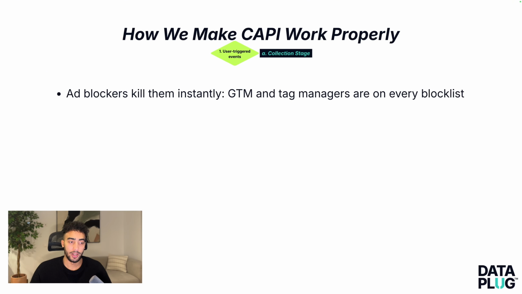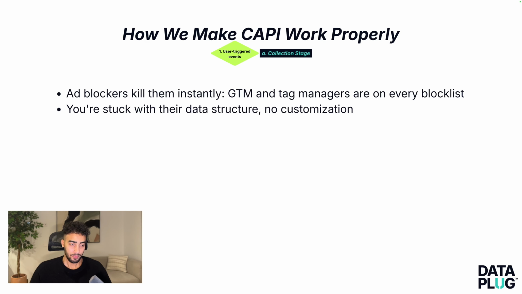And the reason why, first of all, ad blockers kill them almost instantly. Like GTM, tag managers, trust me, they're on every block list. Second of all, you're stuck with the data structure of the software that you're using, so you can't really customize it at all. You can't block bot traffic. This is a big one that no one actually knows. The amount of bot traffic that comes through Meta that these normal solutions are still sending as if they were real humans, and that kills your pixel conditioning.